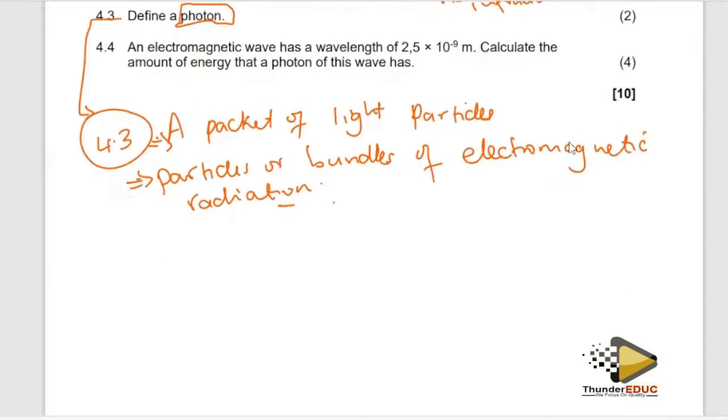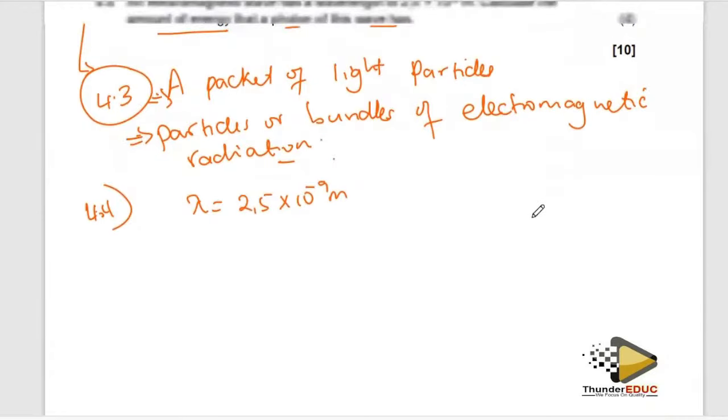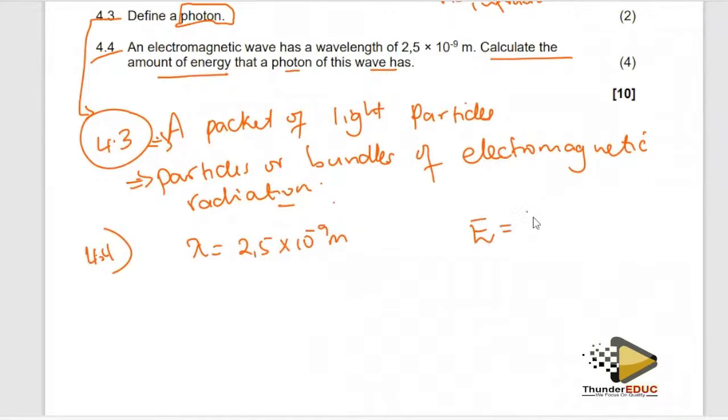Then 4.4, they're telling us that an electromagnetic wave has a wavelength. So my lambda is going to be 2.5 times 10 to the negative 9 meters. Can we calculate the amount of energy that a photon of this wave has? From our formula E is equal to hf, we know that E is representing the energy. We know what Planck's constant is. We don't have frequency, we only have the wavelength. But from c is equal to f lambda, we can say that lambda is the same as c over f.